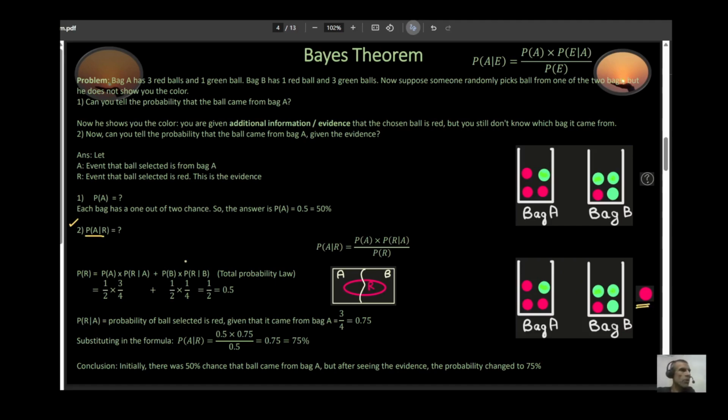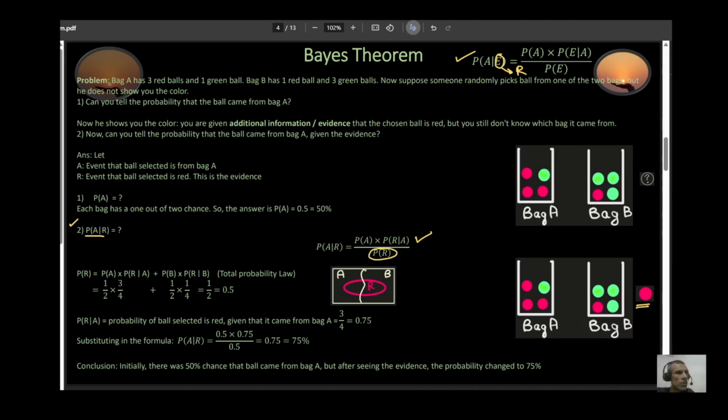Well, in order to solve this, I'll be using Bayes theorem. In this case, my E, which is my evidence, is denoted by R right here. So this is my formula that I'll be using. Probability of A given that R is equal to probability of A times probability of R given that A divided by probability of R as my evidence. So let's calculate our denominator first. I'll be using total probability law over here.